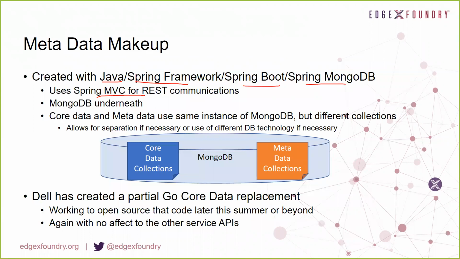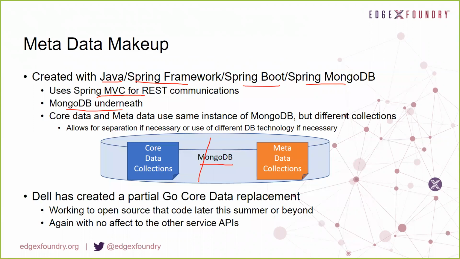Again, if you followed the discussion from a couple weeks ago on core data, these are all absolutely the same as what you would have heard in the core data discussion. We use a Mongo database underneath the covers, just as we use with core data. Now, one thing to note here is that if you are familiar with Mongo, in EdgeX, what used to be Fuse, we have a single instance of Mongo running. But inside of Mongo, we've separated the core data collections from the metadata collections, meaning that essentially these are treated as two different databases.